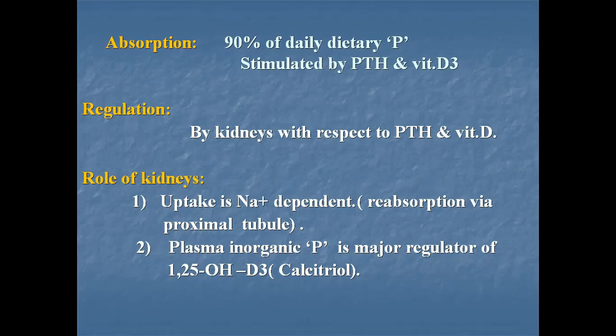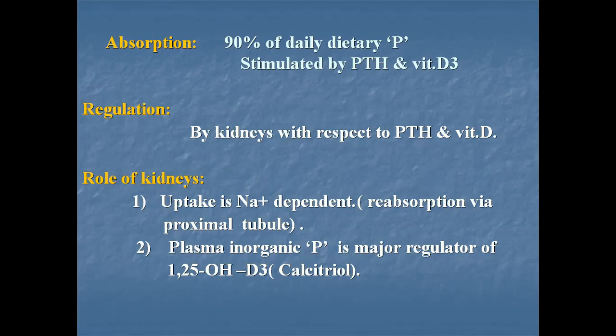If one is in excess, the other is excreted more. It means suppose the quantity of phosphorus is low, its absorption is more and the excretion of calcium is more. If the quantity of phosphorus from the diet is more, its excretion is more and its absorption is less. Regulation is by the kidneys with respect to parathyroid hormone and calcitriol, vitamin D.